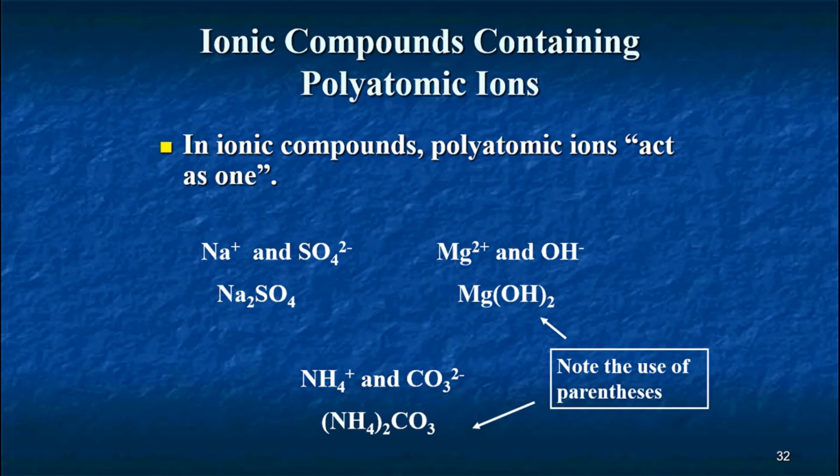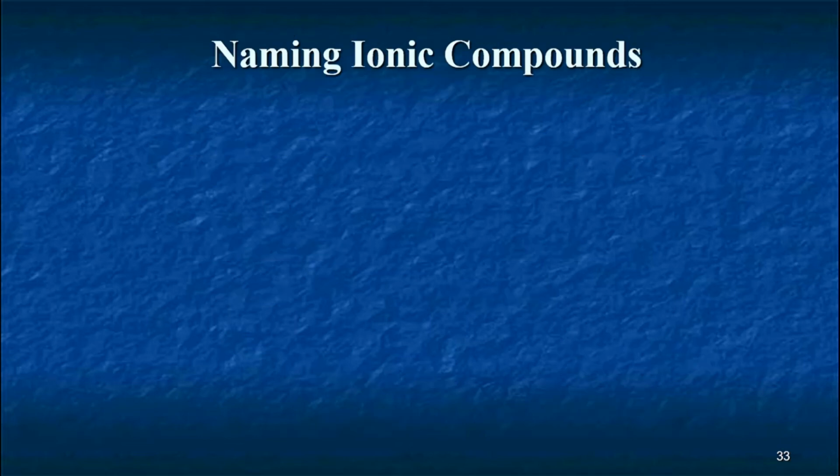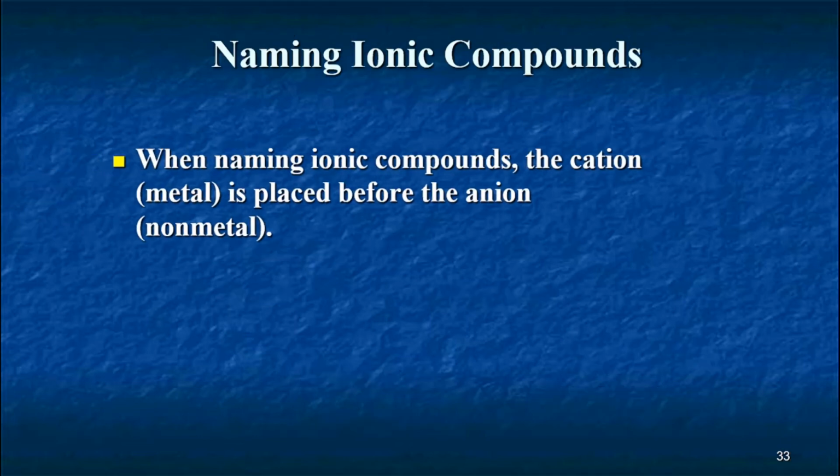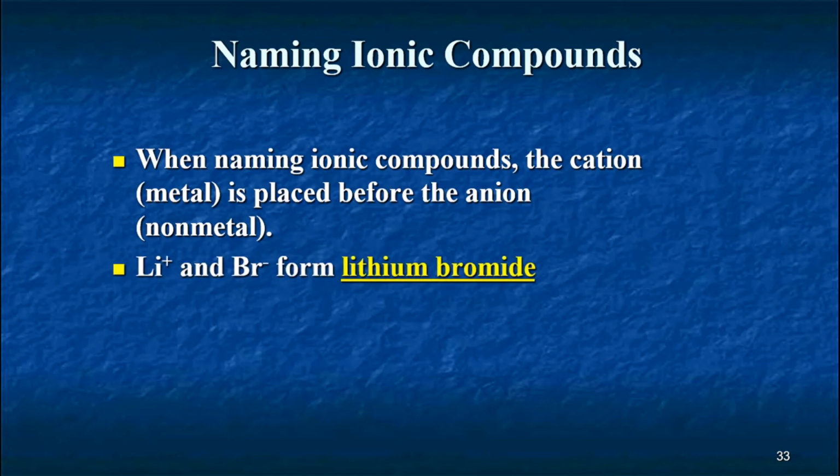Okay, we've been talking about formulas, and I think we have an idea of how to do these formulas. Now let's look at names. How do we call these things? When you see a formula, when you assemble an ionic compound's formula, how do we say its name? Well, the cation goes first and the anion goes second. If the anion is a simple monatomic ion, we use the name of the element with the IDE termination, right? So for example, lithium and bromide ions would form lithium bromide. And if you do the crossover, you find out that's the formula LiBr.